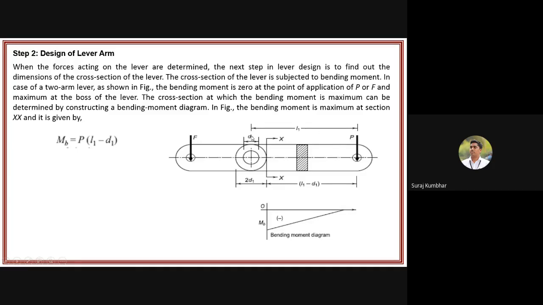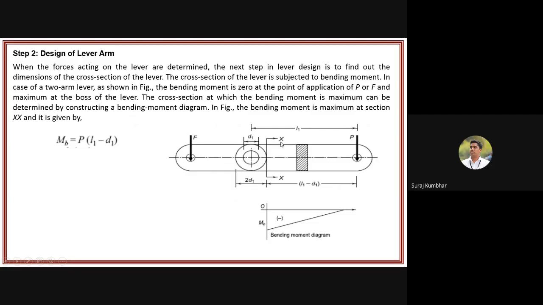L1 is the effort arm, with D1 and 2D1. Now I want to know this dimension, then it is what? Total L1 minus D1. So this distance is L1 minus D1. I think you got this diagram, very simple: inner diameter, outer diameter, and effort arm. The bending moment is taken at section XX because it is the maximum. Now I will find MB, the bending moment, which is equal to P into L1 minus D1.